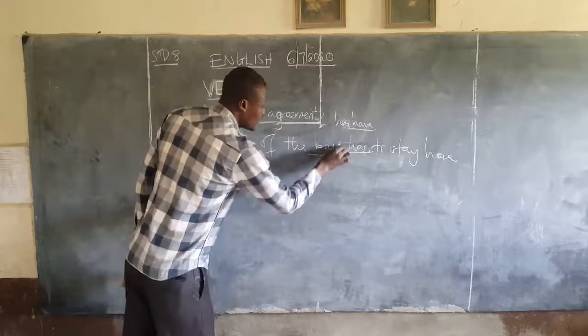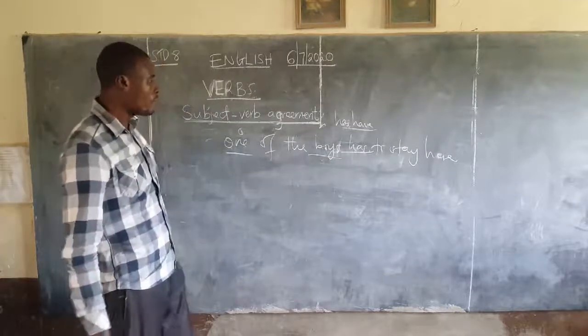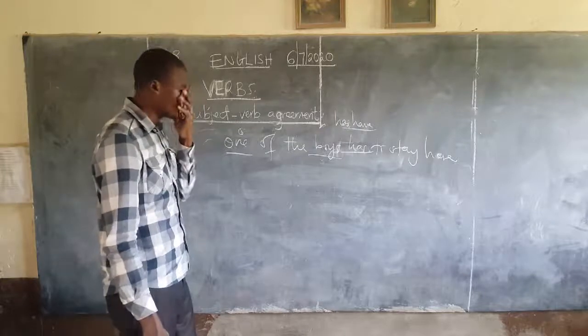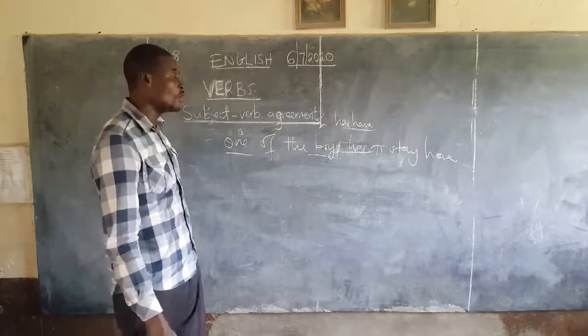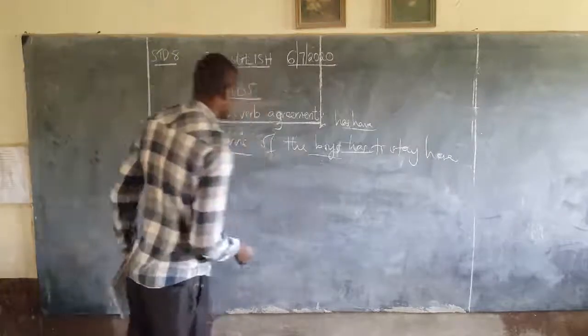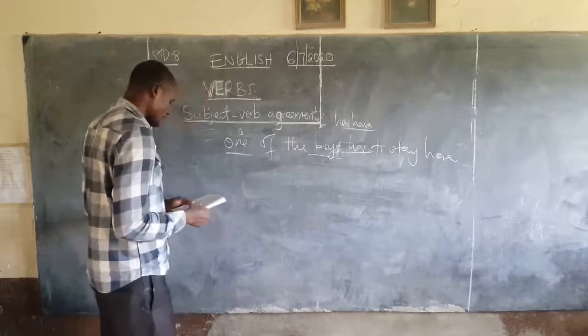Let these boys here not confuse you. Because even if you talk of many, talk of one of my books has been stolen. Don't say one of my books have been stolen. We refer to only one subject. So one of my books has been stolen. One of the boys has to stay here, and so on.